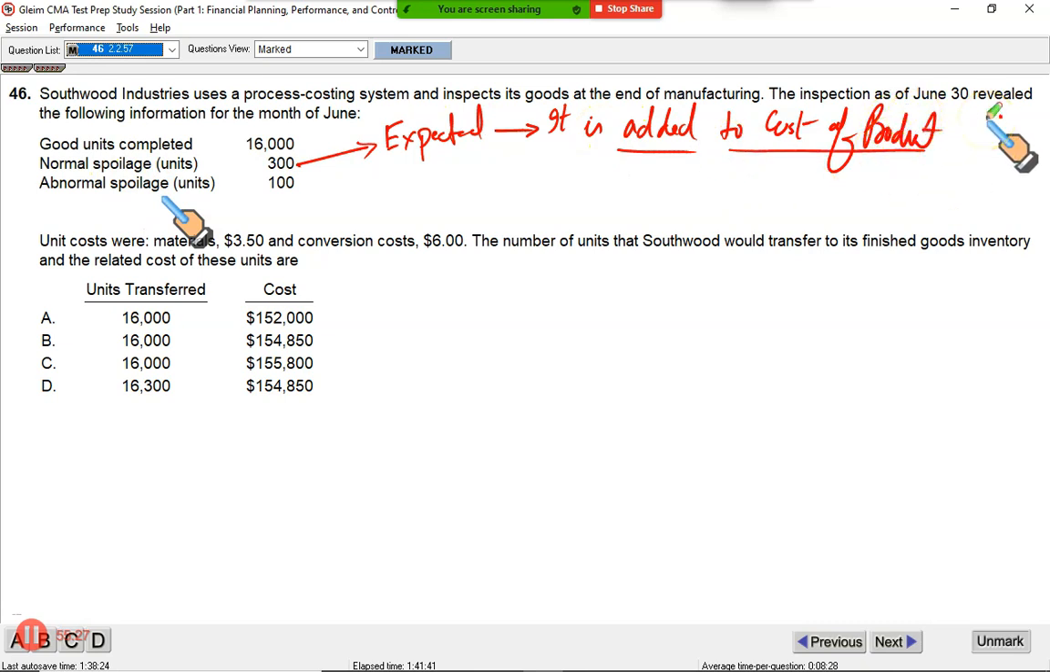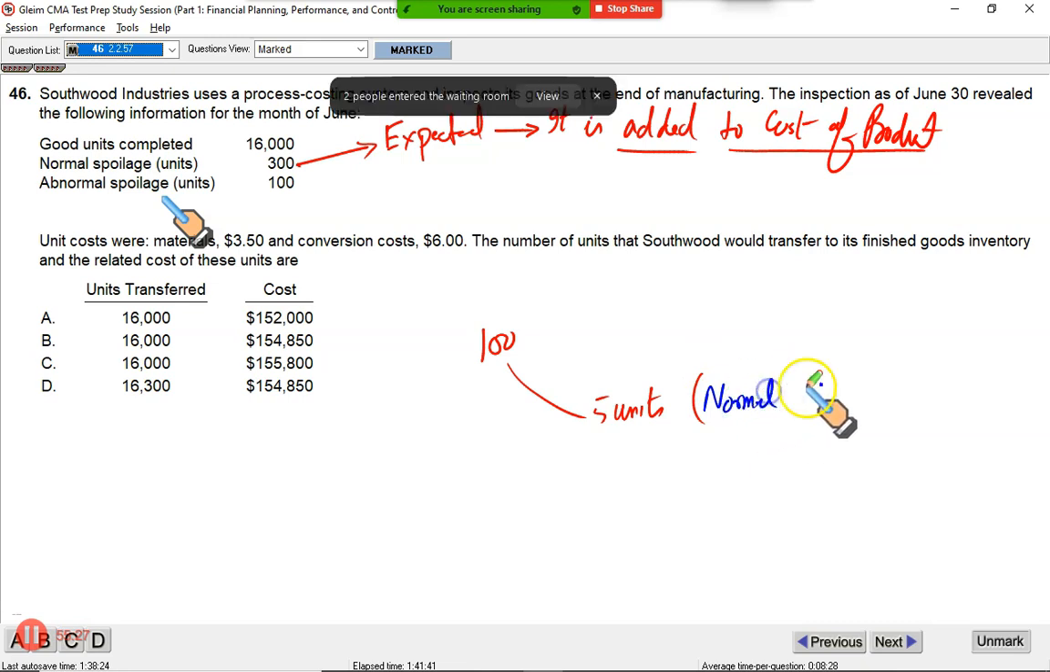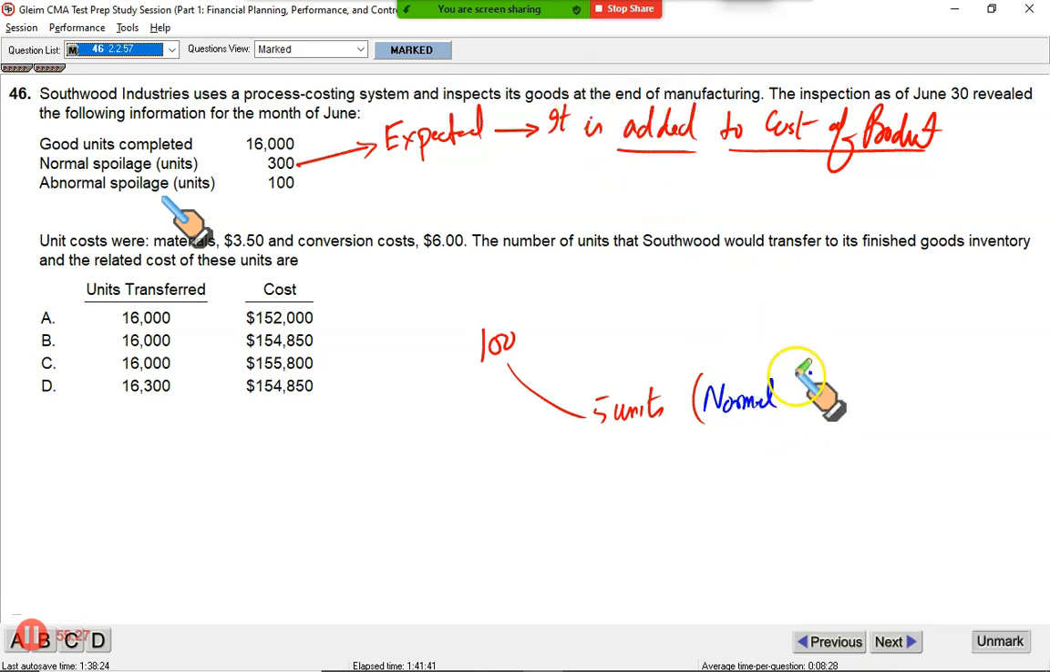We don't separate it. But any loss that is not expected is different. For example, you produce 100 units every month, and out of these, normally 5 units are wasted. This is always the case. So these 5 units are considered as the normal spoilage. This happens. This is what we lose every month. So this is normal spoilage.